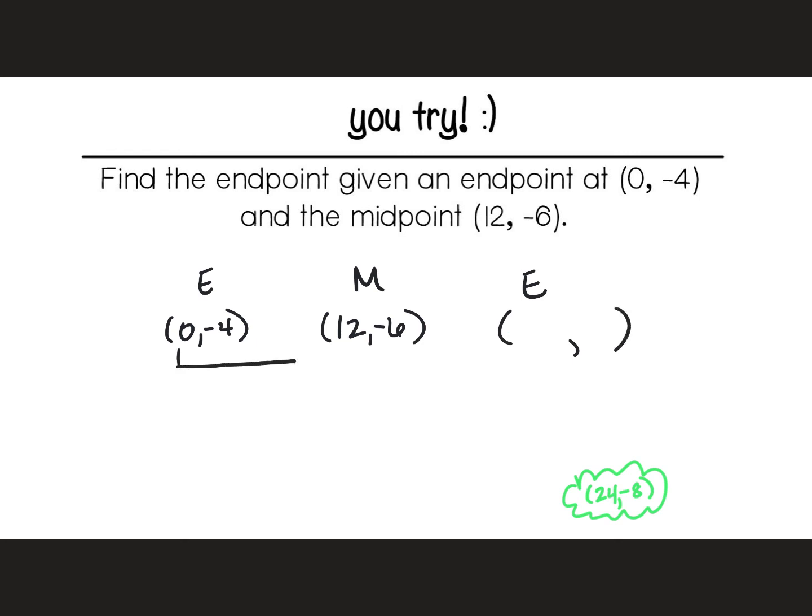So think, what do you need to do to get from 0 to 12? In other words, what do you add or subtract from 0 to get to 12? And then do that same thing to get your x value. Then, what do you add or subtract from -4 to get to -6? And do that same thing to get the y coordinate. The answer you should end up with is down here at the bottom.